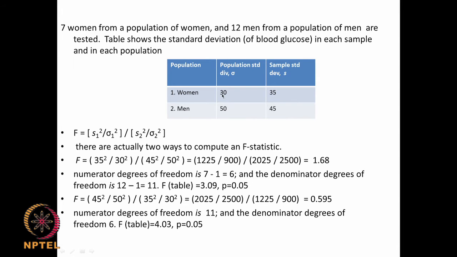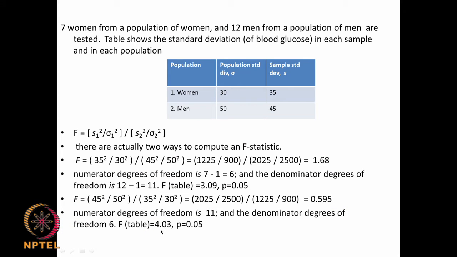Now, notice instead of putting women on top, I can also put men on top and women at the bottom. So, it can be 45 square by 50 square divided by 35 square by 30 square. So, I will get a different F value, note that. Now, the F value is 0.595, but then I should look under numerator degrees of freedom 11 and 6. Did you notice that? I can put numerator as denominator or denominator as numerator, but when I look into the table, I look at the corresponding DF in a proper way. So, here I look at 11 and 6 instead of 6 and 11.